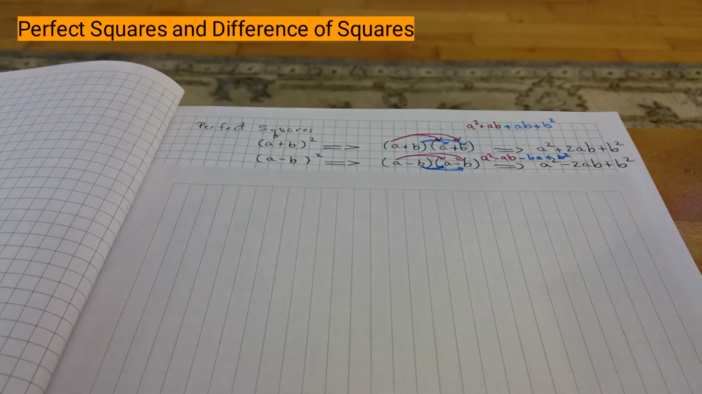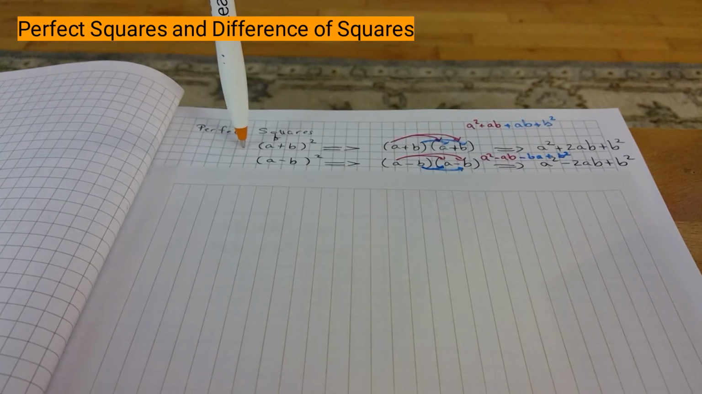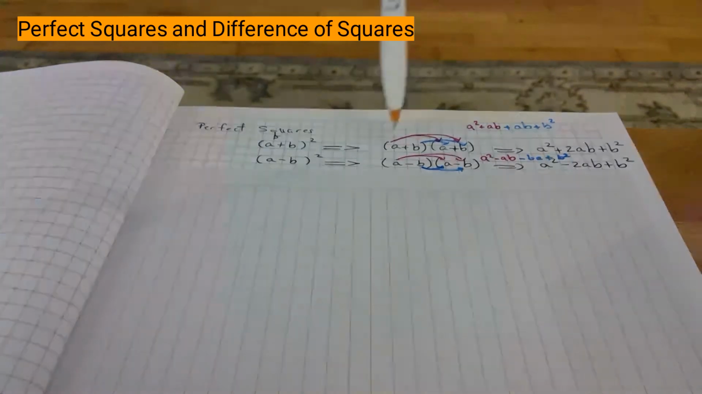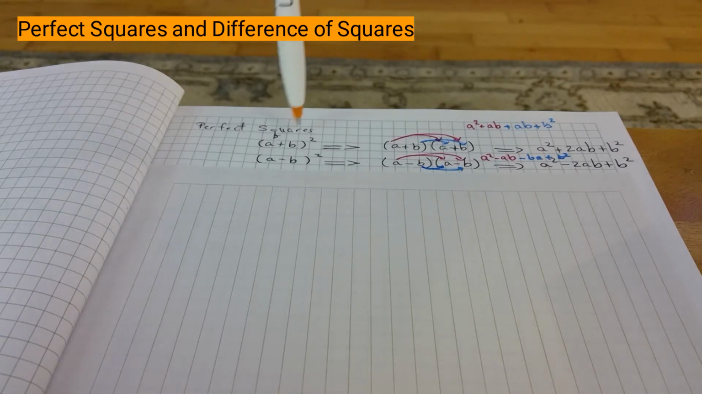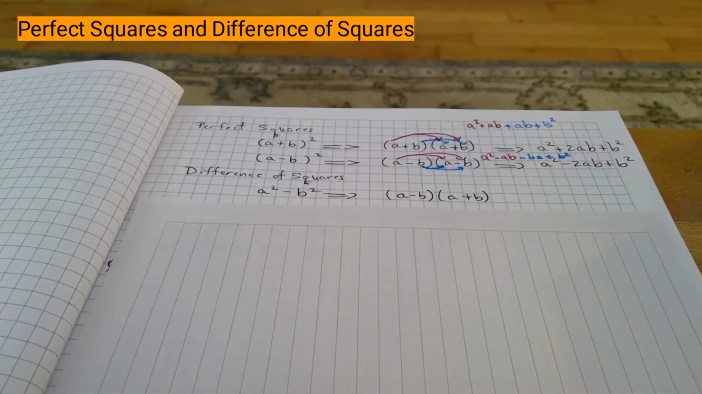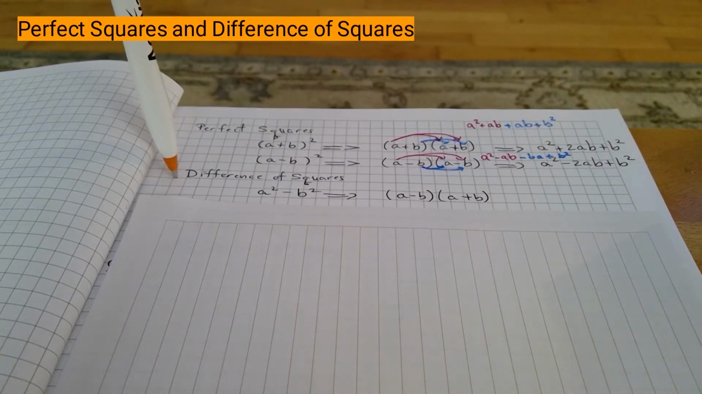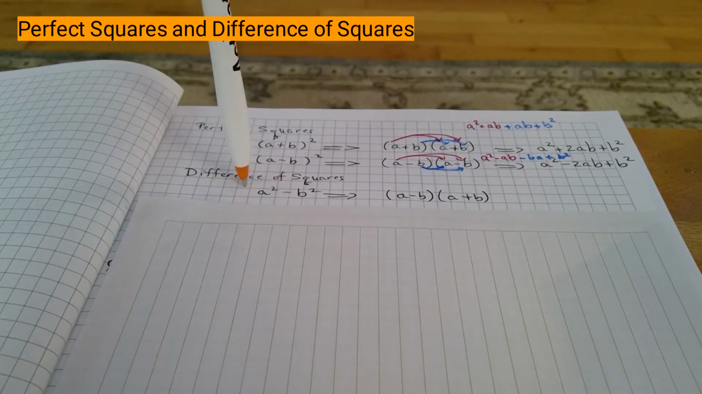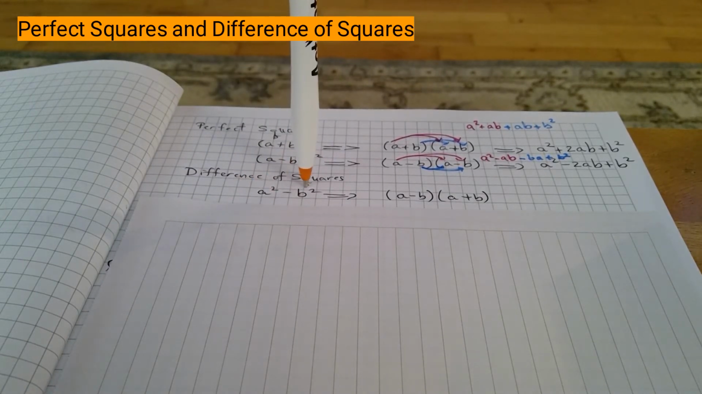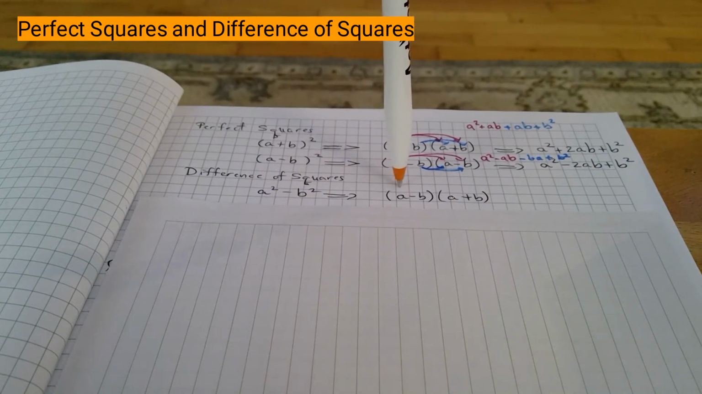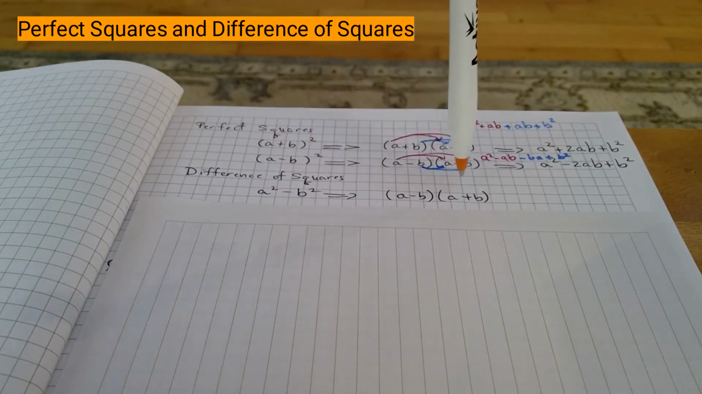So this is perfect square, distributive property into trinomial. Remember, factoring is from trinomial into factors to get our perfect square. Here's one more: difference of squares. We have a difference of two squares, square a and square b. And this is exactly how they look: a minus b times a plus b. That's it.